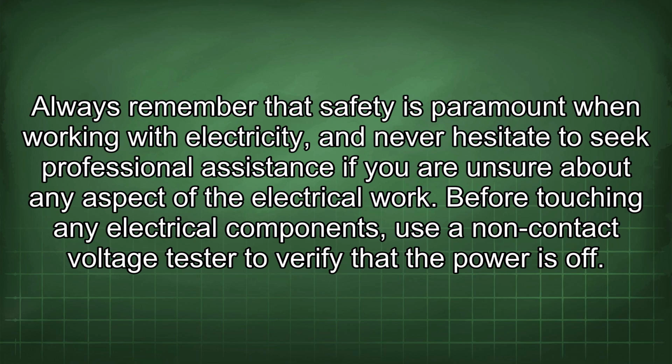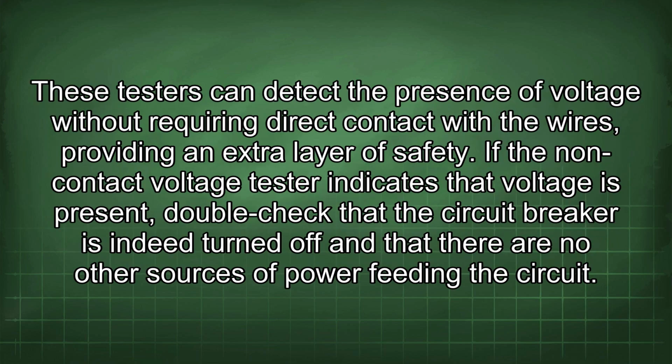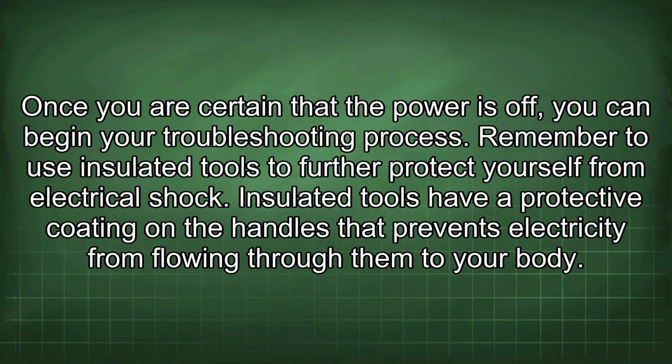Before touching any electrical components, use a non-contact voltage tester to verify that the power is off. These testers can detect the presence of voltage without requiring direct contact with the wires, providing an extra layer of safety. If the non-contact voltage tester indicates the voltage is present, double-check that the circuit breaker is indeed turned off and that there are no other sources of power feeding the circuit. Once you are certain that the power is off, you can begin your troubleshooting process.